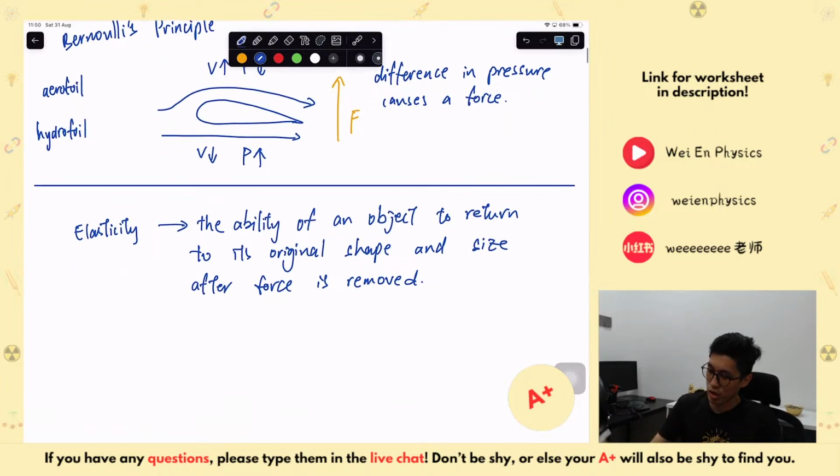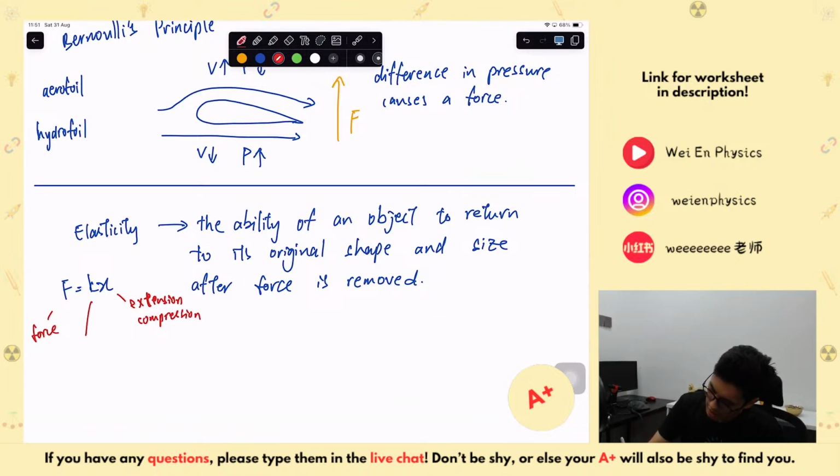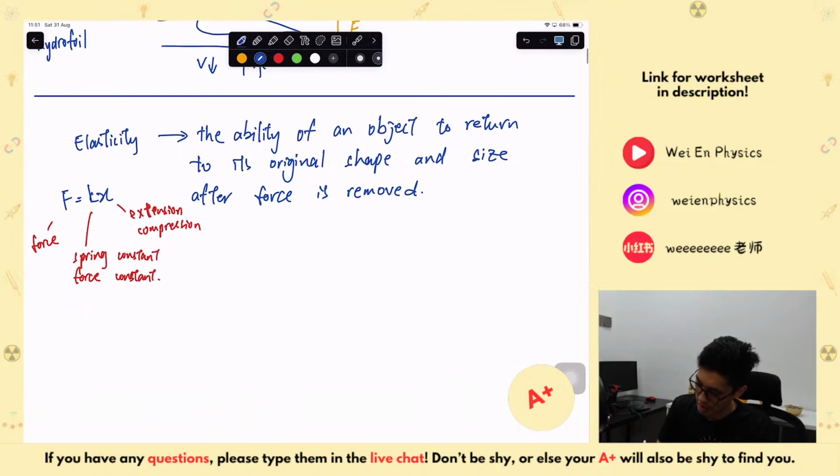Normally this question will come with F equals kx. That's the formula for Hooke's spring law. F is the force, x is the extension or compression, not always extension, it can be compression also, and k is the spring constant, sometimes we call it the force constant. It basically tells you how stiff the thing is, how hard the thing is. So that is elasticity.